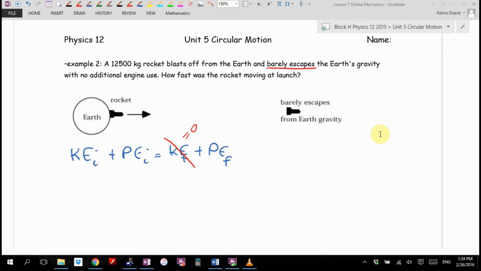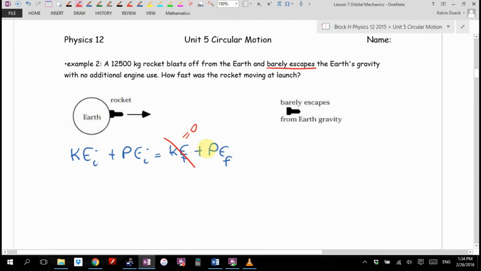Check the notes. Kiowa, you're okay with why I said that's 0? Okay, because it barely escapes. And now we're heading out away from Earth's gravity. If there's no gravity pulling you down, you can't fall. If you can't fall, how much potential energy do you have?